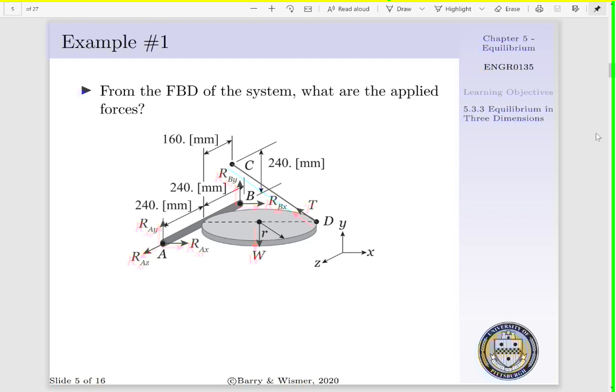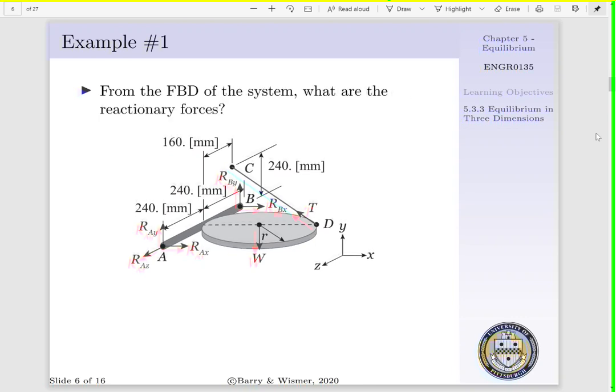Now we have the weight of the lid applied at the center of the lid. That is, our applied force is W. If we look at our system, we have 6 reactionary forces: RAX, RAY, RAZ, RBX, RBY, and the tension in our cable.